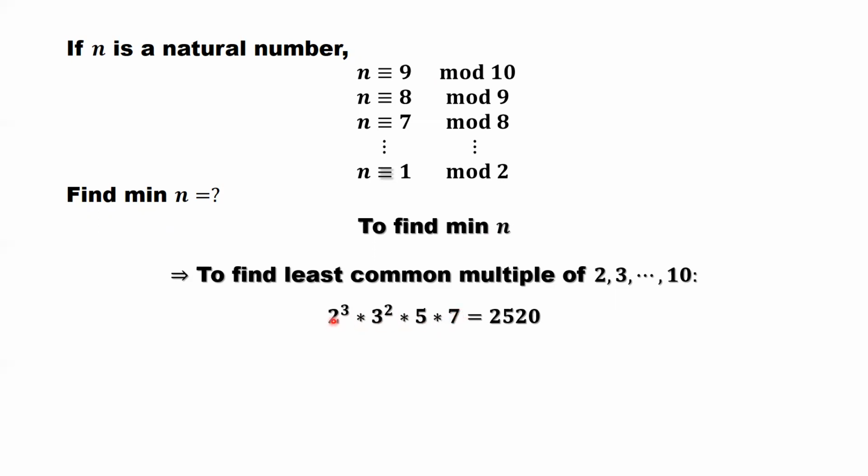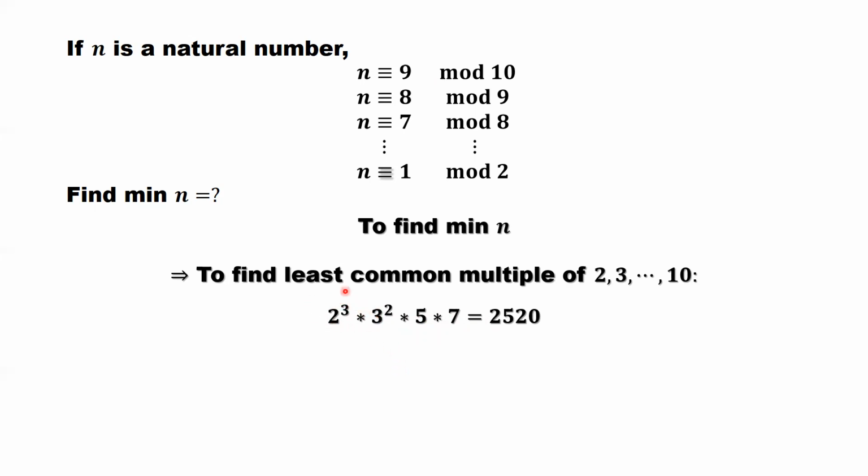8, you have 2 to the power 3. That's why we need this prime factor to the power 3. That's 8. 9, 9 is what? 3 times 3, that's 3 to the power 2. 10 is what? 2 is here, 5 is here, 10. So this is a least common multiple. Sometimes they use the letters LCM.